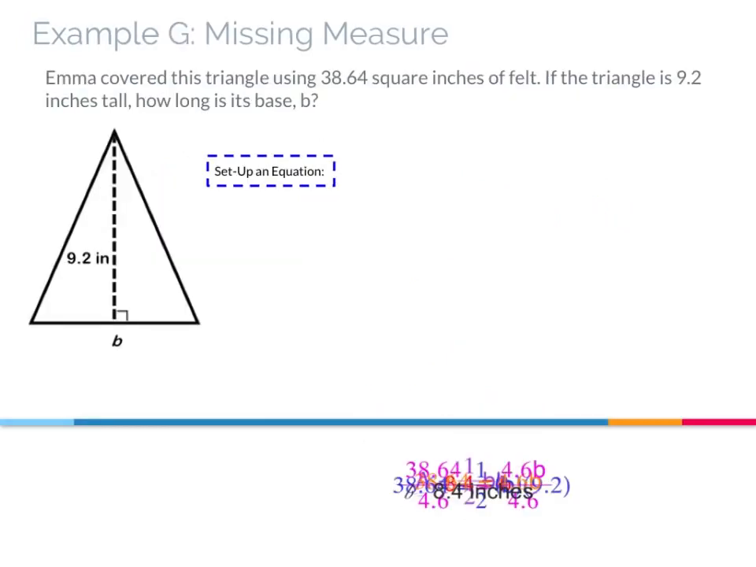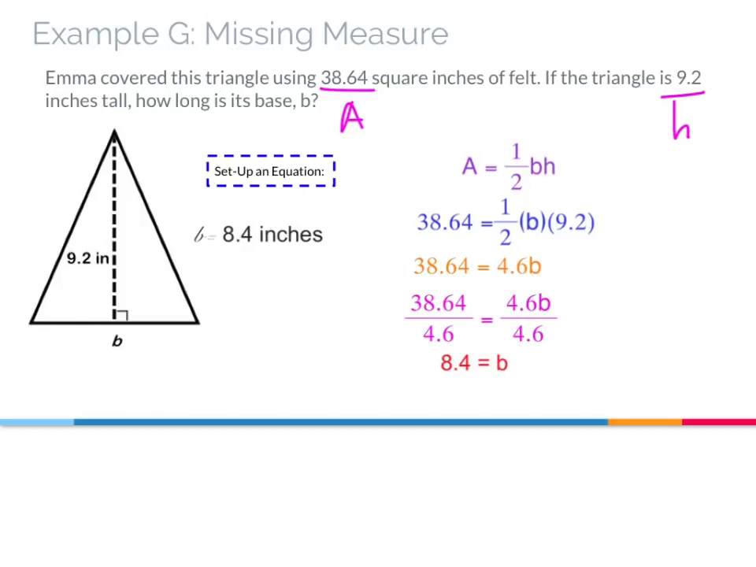Our last example says that Emma covered this triangle using 38.64 square inches of felt. If the triangle is 9.2 inches tall, how long is its base? So I want you guys to try this problem on your own. So pause the video now, and when you're ready, hit play. So the base of the triangle came out to be 8.4 inches. If you got this answer, great, you can move on. If not, please pause the video now and check your work.